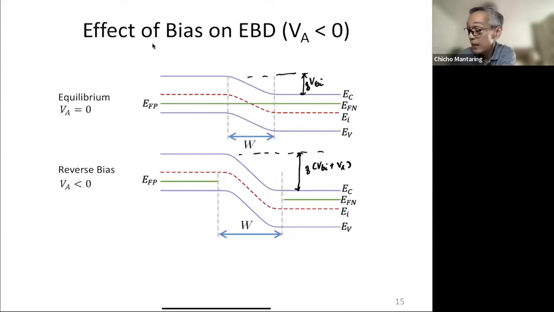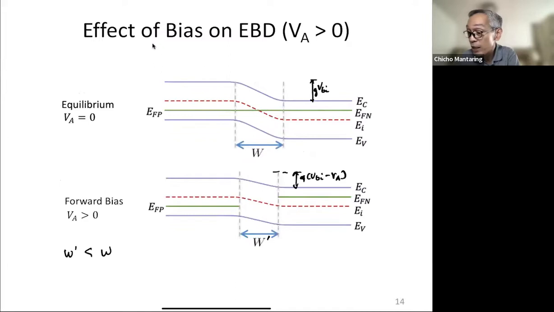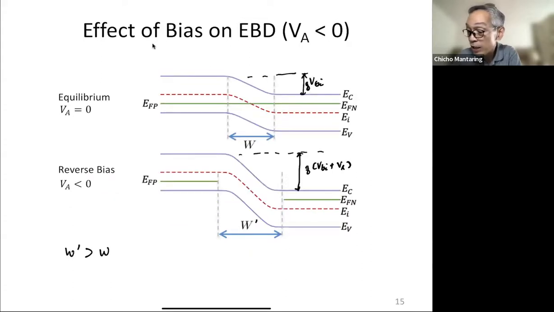So this is going to be bigger. And my W prime is going to be bigger than W. In other words, my depletion region is going to get wider. That is the effect of biasing. We call this forward biased when VA is greater than 0, and we call this reverse biased when VA is less than 0.